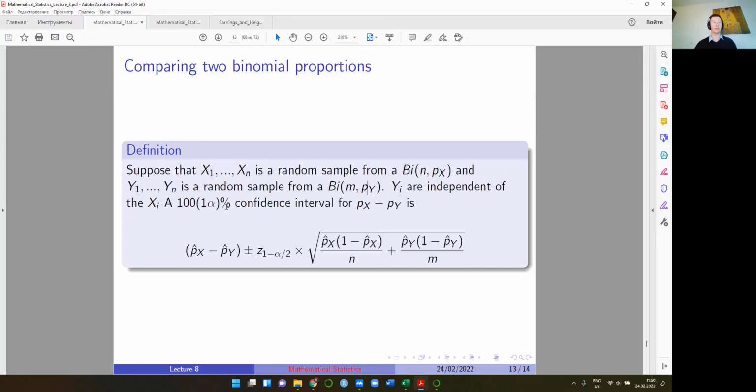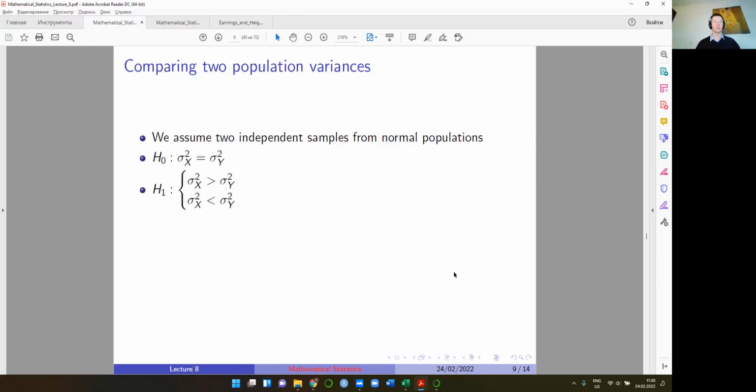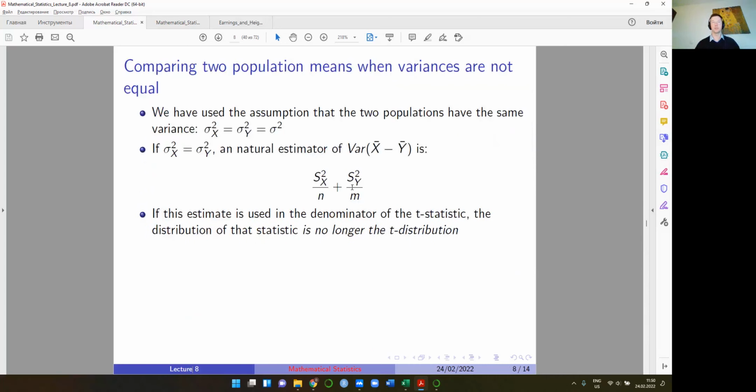And we establish the 100 times 1 minus alpha percent confidence interval for the difference in the population proportions as the following. It's the difference in the sample estimates of these proportions plus or minus the 1 minus alpha over 2 quantile of the standard normal distribution multiplied by this. What is this? This is the variance of x over n plus the variance of y over m. Exactly the same as we had here. So let me jump a little bit back. That's exactly the same as here.